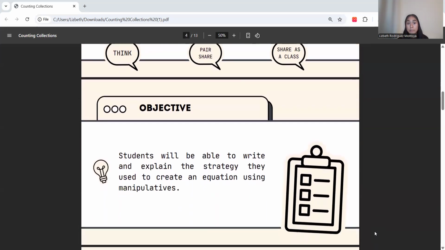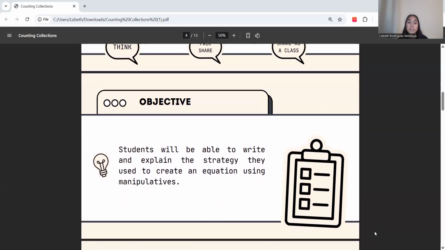So for our objective, students will be able to write and explain the strategy they will use to create an equation using manipulatives.